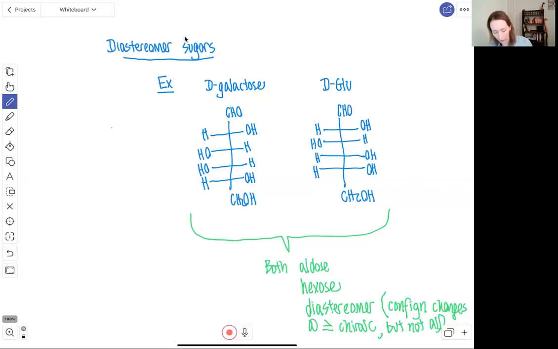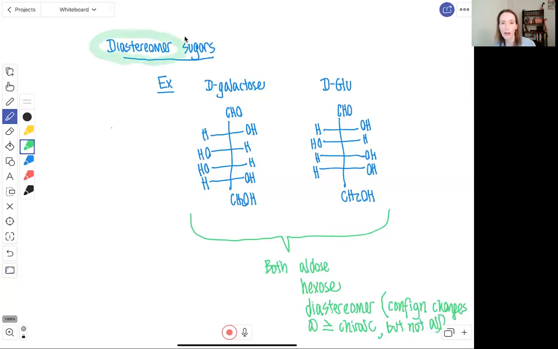So here, we haven't changed the configuration of all of the stereocenters. We have a stereocenter that's the same here versus here with a laser pointer. Then we come to the next one, also the same. We come to the next one, different, and we come to that penultimate one, the one that dictates whether this is called a D sugar or an L sugar, and those are the same. So we have some stereocenters that have the same configuration, some that have a different configuration, and that's why we refer to these as diastereomeric sugars.